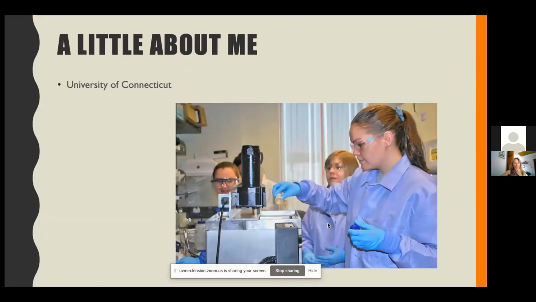I went to the University of Connecticut as an undergraduate where I found my love for food microbiology. This is a picture of me there. I am pouring some enzyme into a cheese vat. So what I did there primarily was working with queso fresco and milk and Listeria monocytogenes to see how different products could deter pathogen growth in those foods.